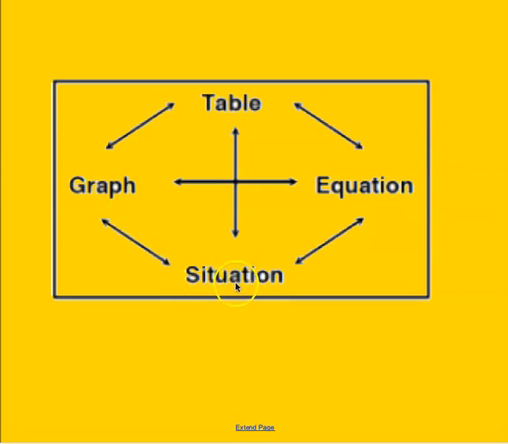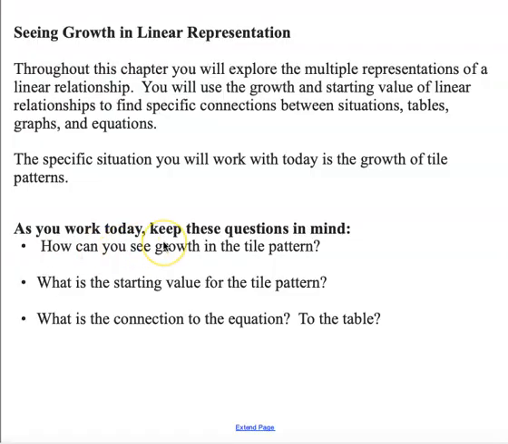This could be patterns, and how are we going to... well, we're actually going to get an equation, and we're going to work on graphing, I believe, later in this chapter, and we're definitely going to work with some tables. So we're going to work with quite a few of them. We're going to work with the situations first. These are some questions to keep in mind: How can you see the growth? What is the starting value? And what is the connection to the equation and to the table?